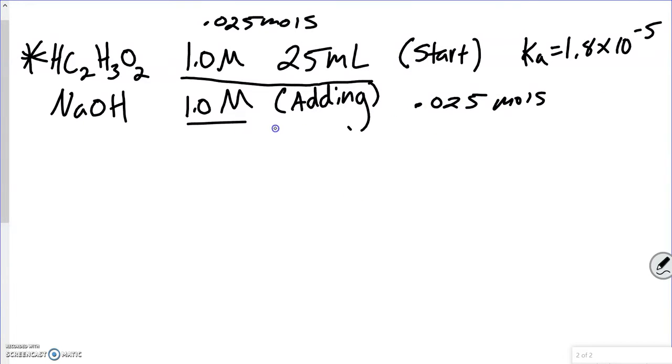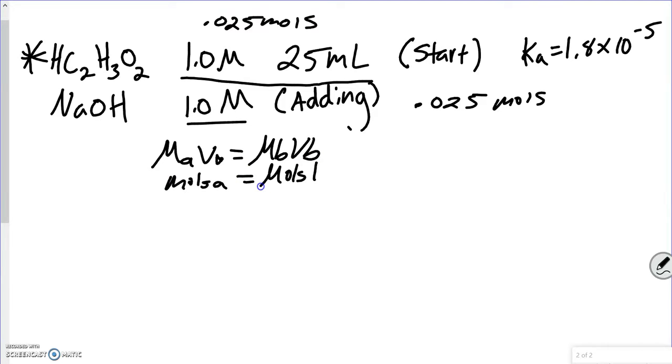So again, we can calculate what volume of sodium hydroxide we need to reach the equivalence point. That can be a very common problem. That could be calculated by using our MAVA equals MBVB. Moles have to be equal at the equivalence point. Well, molarity times volume gives us moles of the acid. Molarity times volume gives us moles of the base. Moles of the acid equal the moles of the base. So this is only a usable equation at the equivalence point.